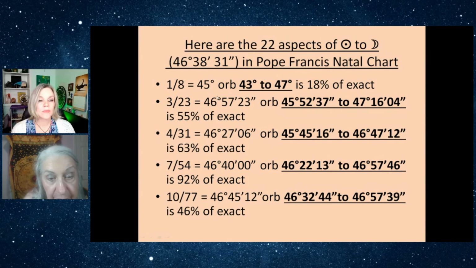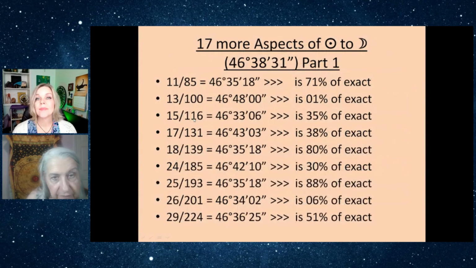You'll see the same thing in these others. These are the only ones I broke out the orb for. But look at 48 degrees, 38 minutes, and 31 seconds. The orbs are underlined. So you can see 46, 38 is kind of in the middle there. 46, 57, 23 is the exact aspect. Well, 46, 38 is kind of close to that. This isn't a real big vibration, so you have an orb here between the end of 45 to the beginning of 47. It's 55% of exact.